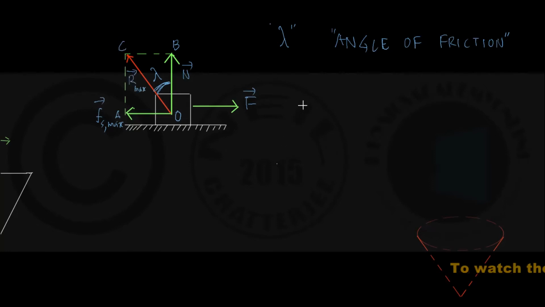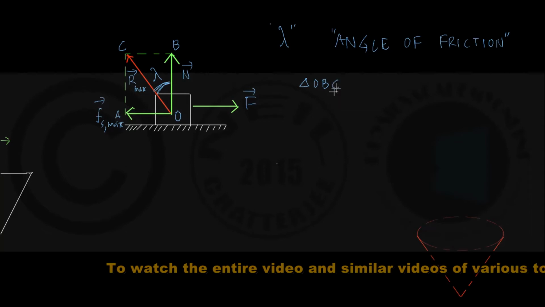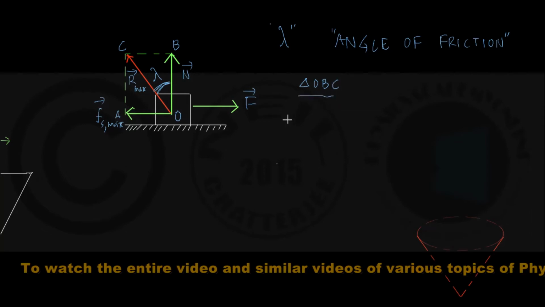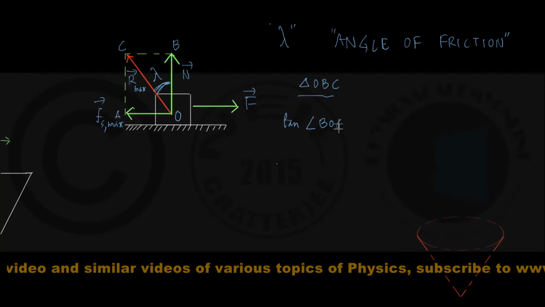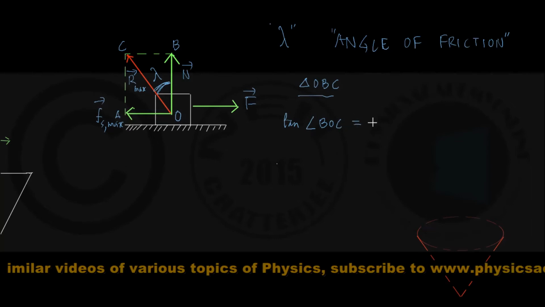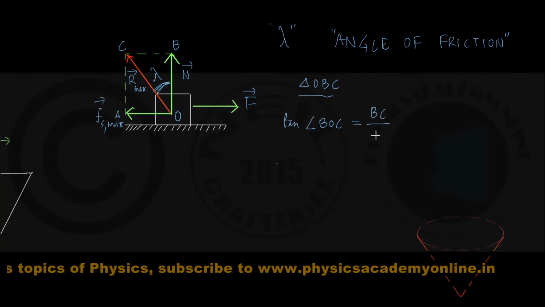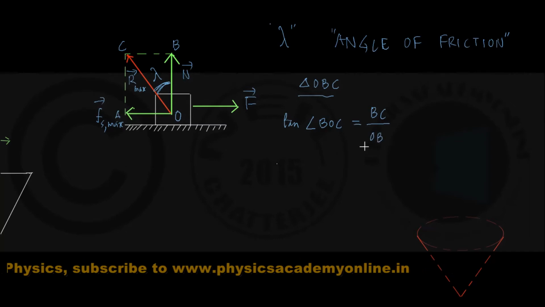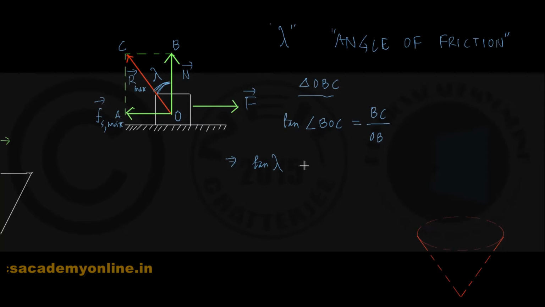To find the angle of friction lambda, we shall refer to the triangle OBC. As you can see in the figure, I have called OC the arrow that represents R max, total contact force. In the triangle OBC, you can apply a little bit of trigonometry here, simple stuff. Tan of angle BOC is given by BC, the perpendicular, divided by the base, and that is OB. This is giving me tan of lambda, because angle BOC is lambda only.